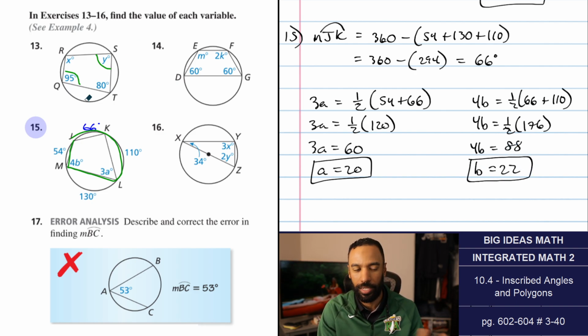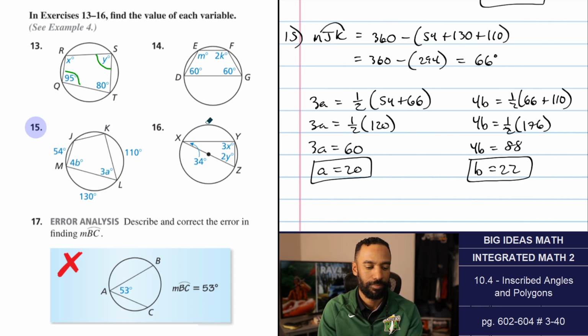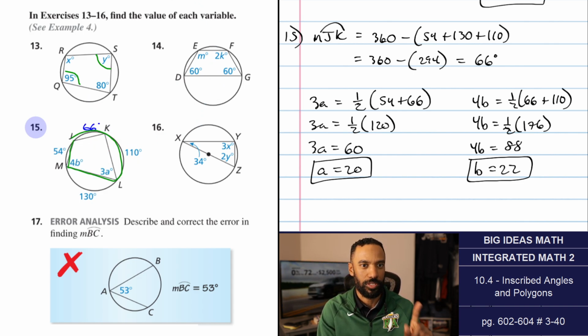Once we found that one arc, we use the inscribed angle portion of that. I'll keep that there. All right, let me pause for 1 second, get some more water.